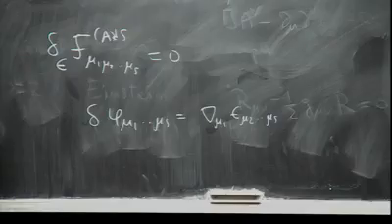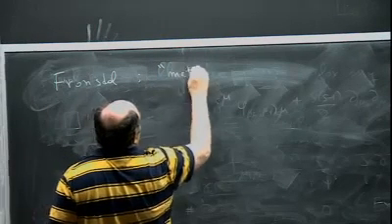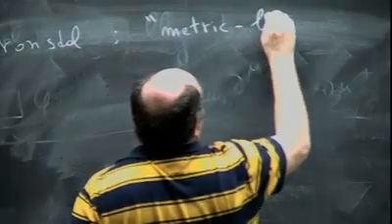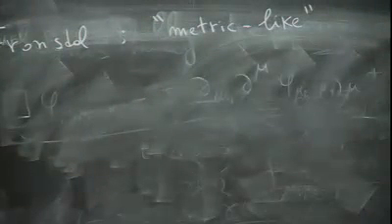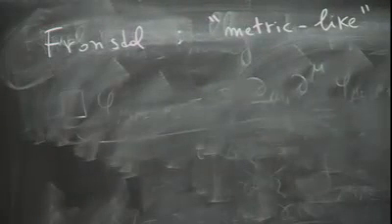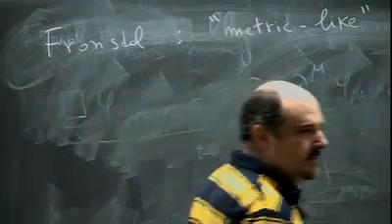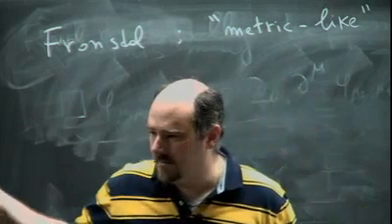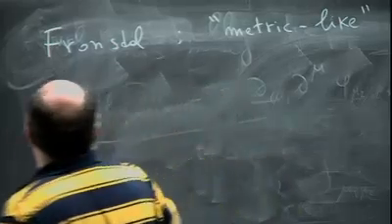So the Fronsdal approach is sometimes called a metric-like approach to higher spin fields. If you see these kind of words, what it means is just that the Fronsdal field is like a generalization of the metric field, right? The linearized graviton is a symmetric tensor of rank 2. The Fronsdal field is a symmetric tensor of rank s. Okay, so that's what metric-like means.